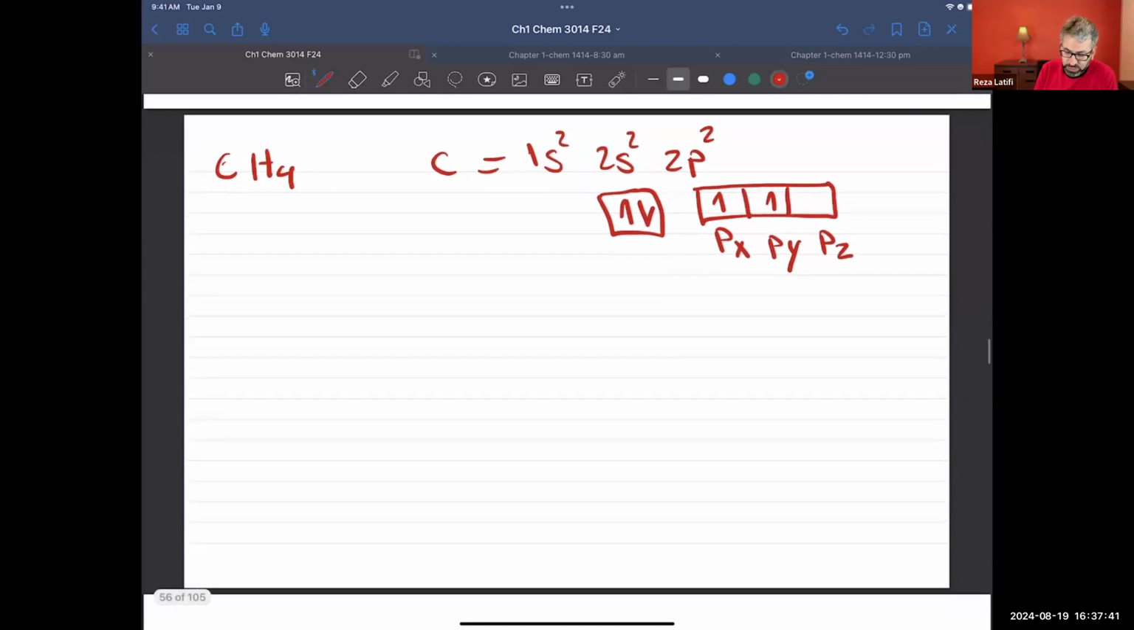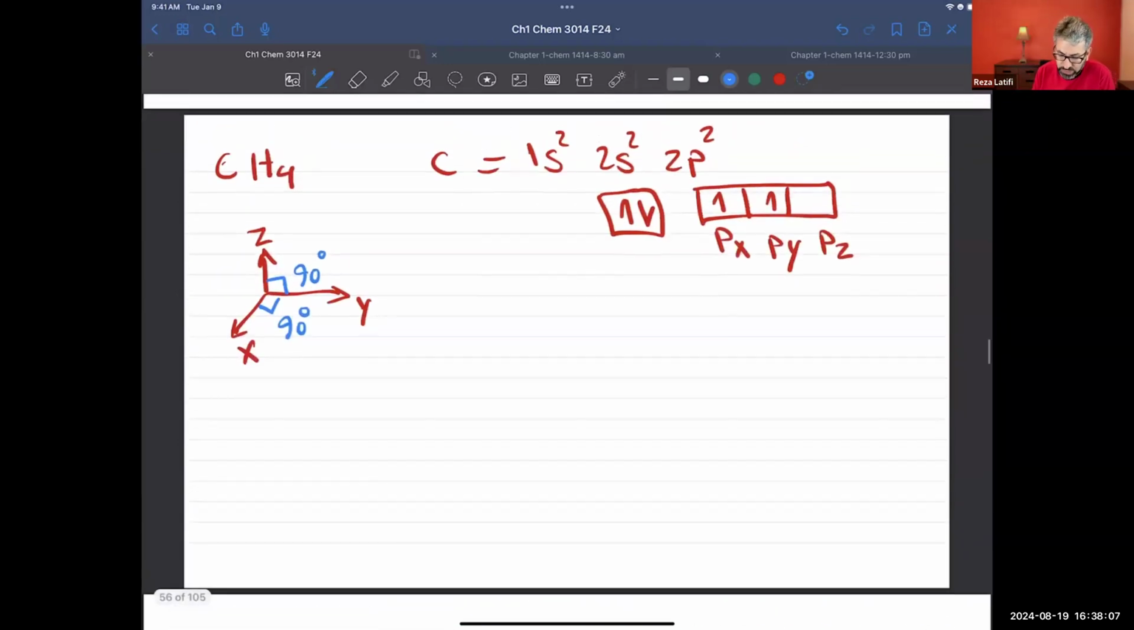Now, if I look at the orbitals that are available to make a sigma bond, I have only px and py. And remember that the bond angle between x, y, and z will be 90 degrees. So if we call this one x, this is y, and this is z, this will be 90 degrees. And same thing here, that's going to be 90 degrees because they are perpendicular.